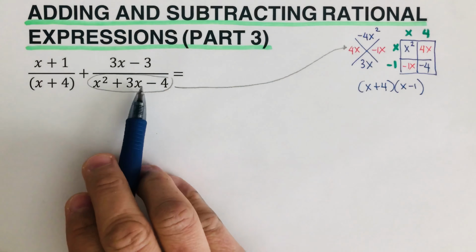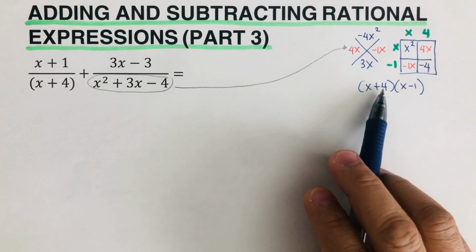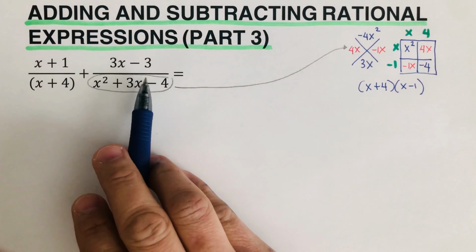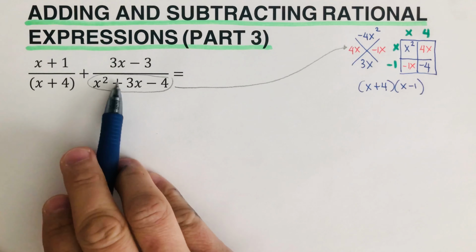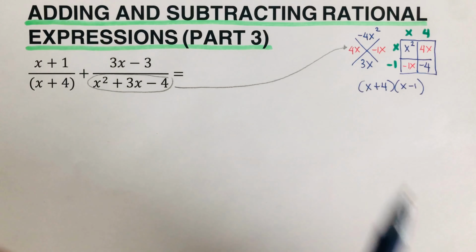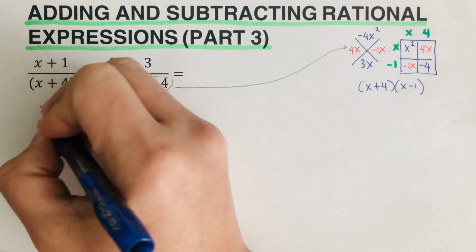Okay, so this one right here is actually x plus 4 times x minus 1. So I go ahead and rewrite this. Again, this one is going to turn into factored form. So I will write that up here.